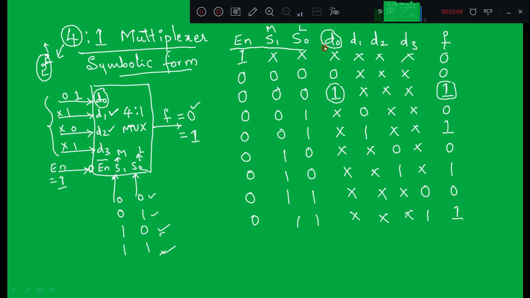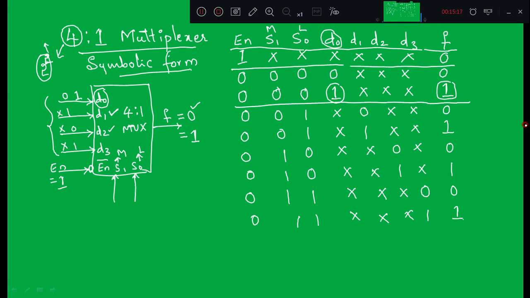So can I concise it? Can I reduce this truth table size? Just check. Can I still reduce the size of this truth table? Just think. Have you thought? If you have thought, you just verify your answer. Okay, so yes, I can still reduce this truth table, right?